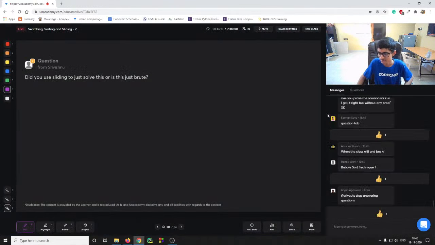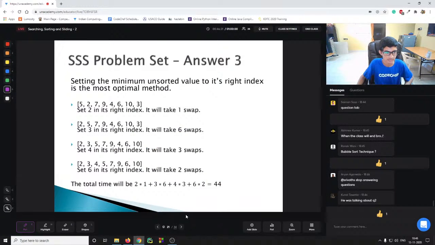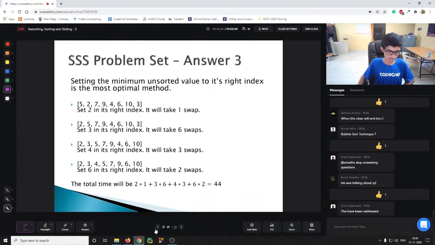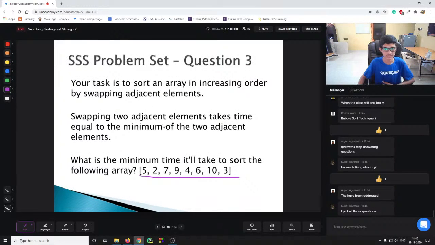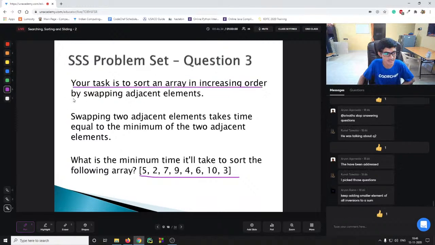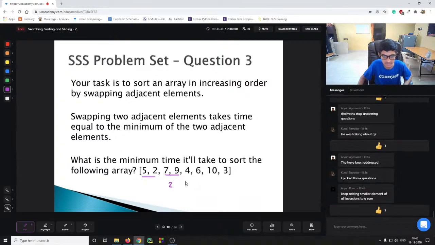Okay, so let me move on to the next problem. Let's first go to this. And again, please see the problem. Your task is to sort an array in increasing order by swapping adjacent elements. Swapping two adjacent elements takes time equal to the minimum of the two adjacent elements. So basically, if you swap 5 and 2, it will take 2 time. If you swap 7 and 9, it will take 7 time, and so on. What is the minimum time it will take to sort the following array?